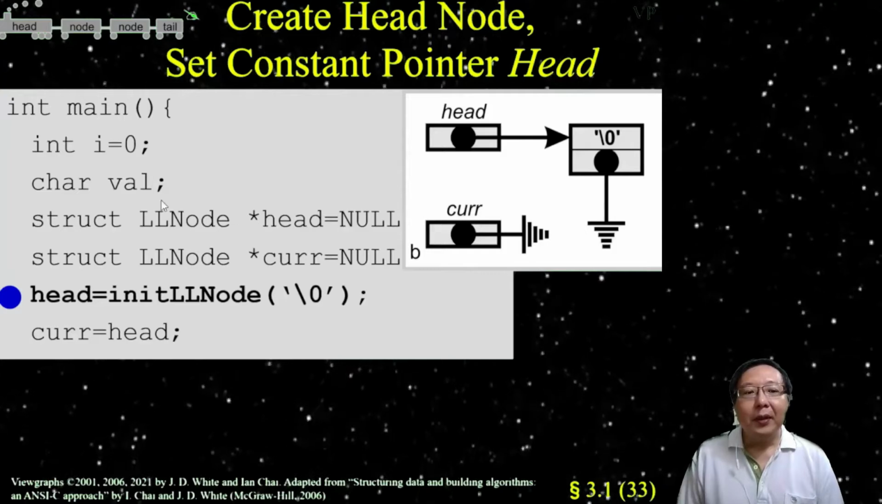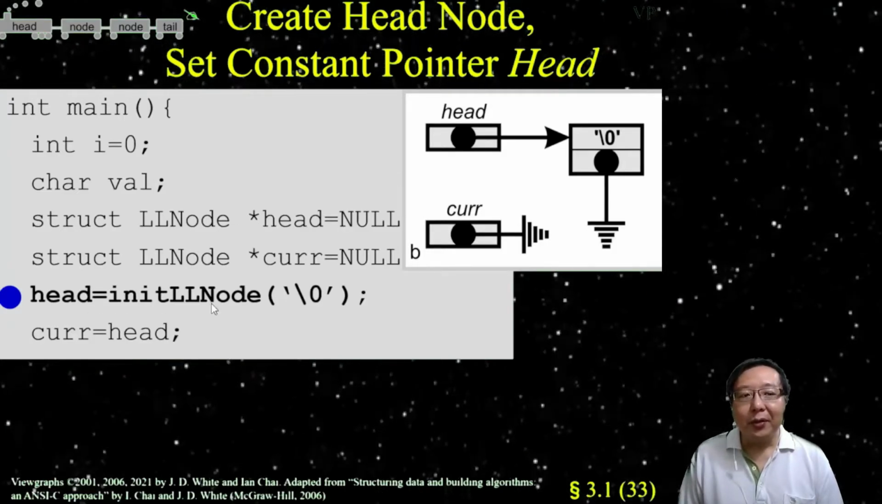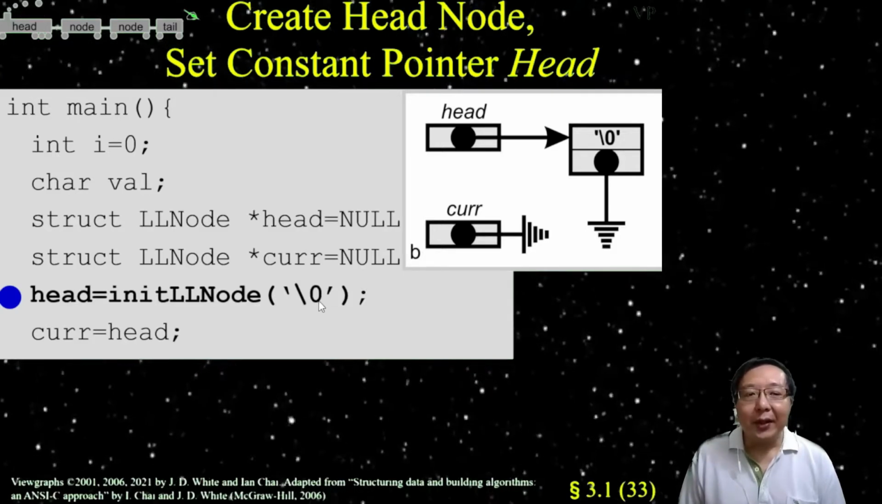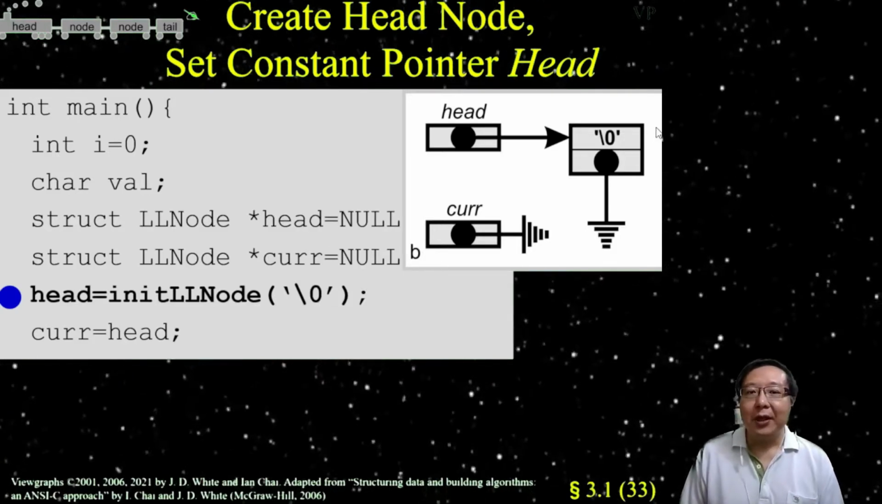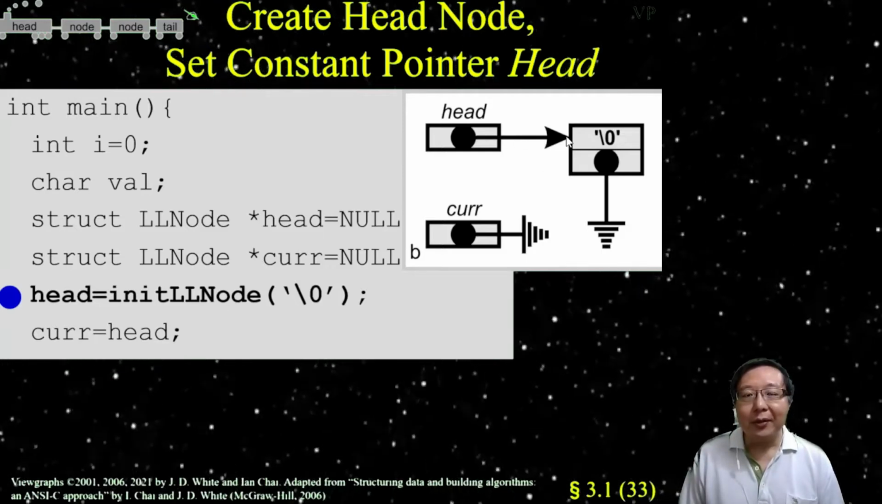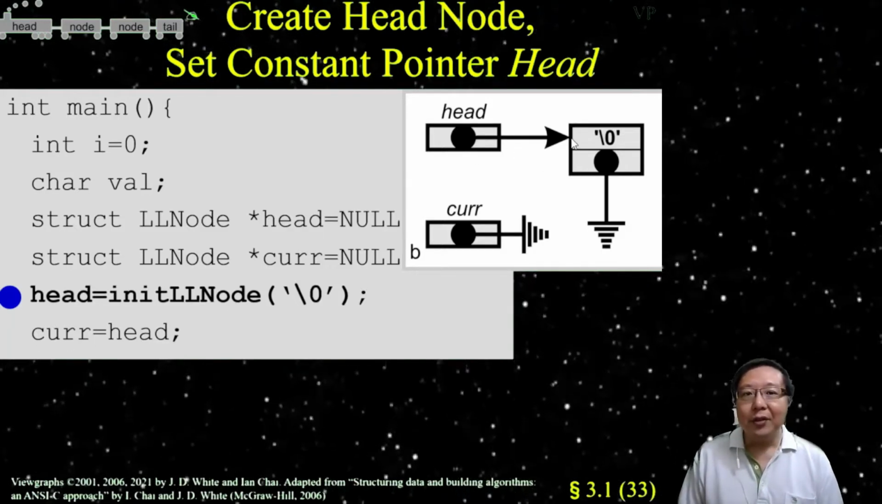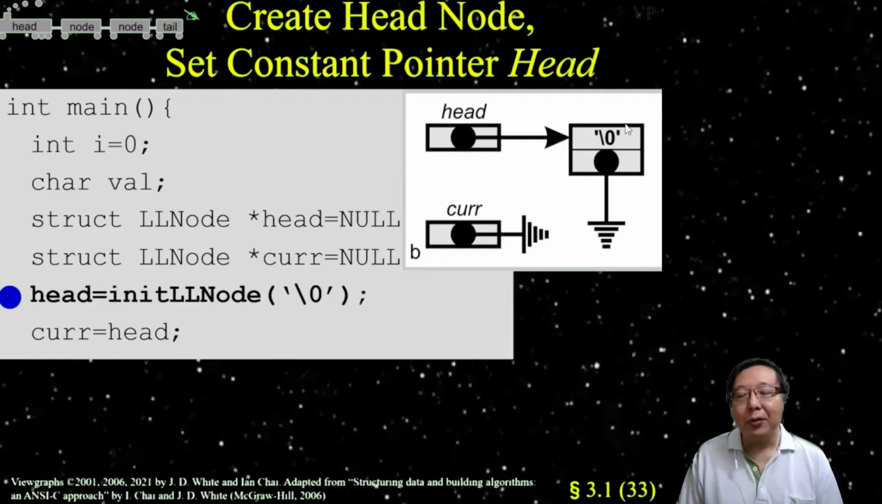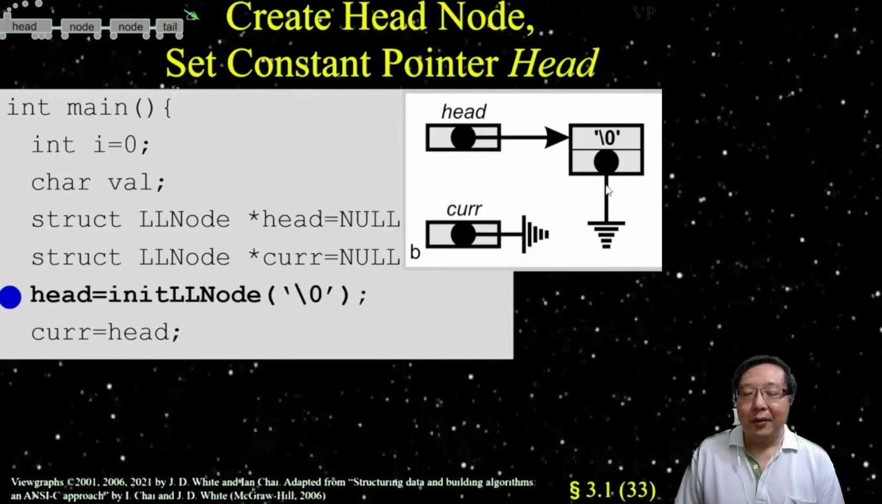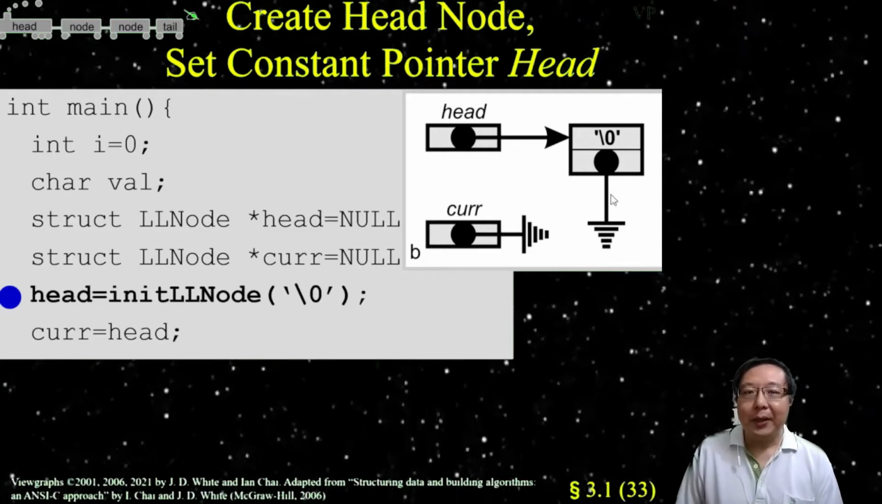So in the main program, we had said init LL node null, the null character. So if it's the null character, that means that instead of j, the null character would be put in here. And the result is given to head. So now head points to this new node, which contains the null character, and is followed by nothing, by the null here.